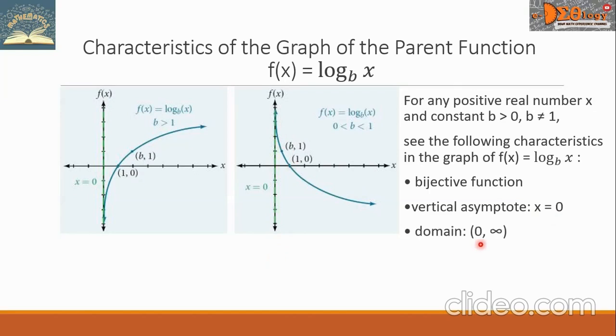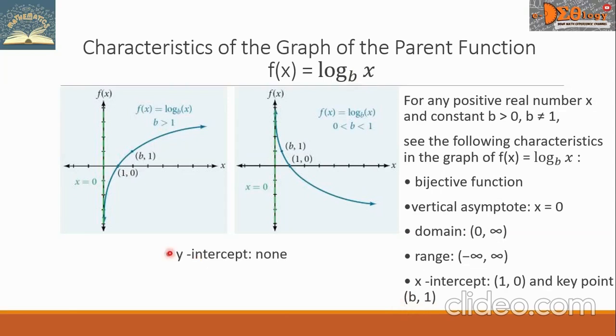The vertical asymptote is x equals 0, or we say that the y-axis is the vertical asymptote. The domain is from 0 to positive infinity. The range is from negative infinity to positive infinity. The x-intercept is (1, 0). And there is a key point, that is (b, 1). Remember that this b is the base of the logarithm. The y-intercept is none.